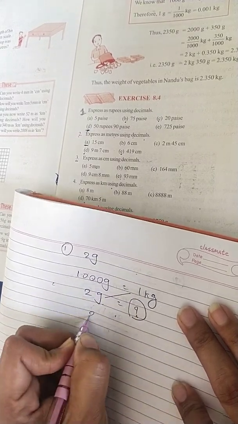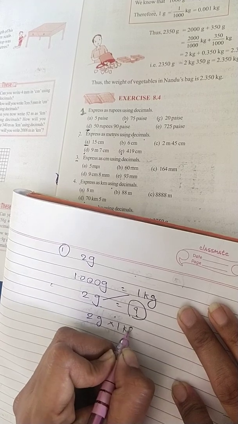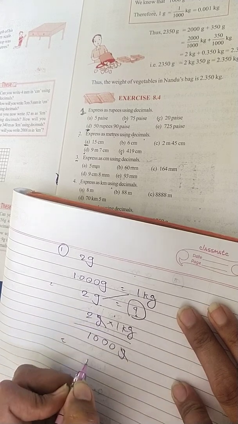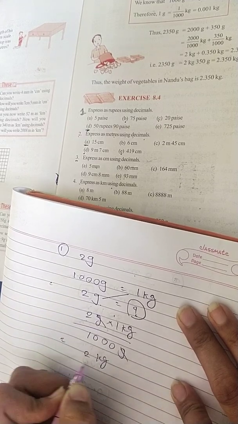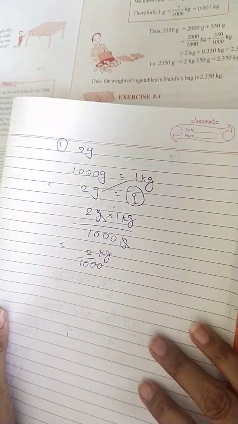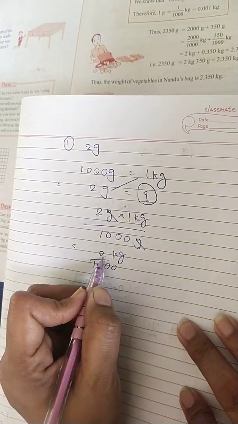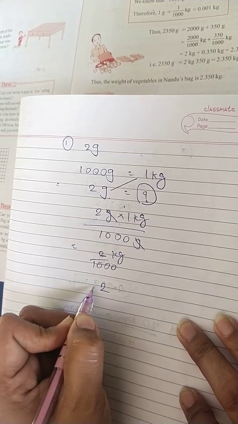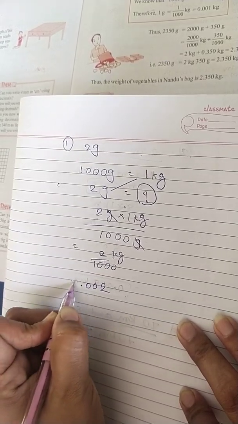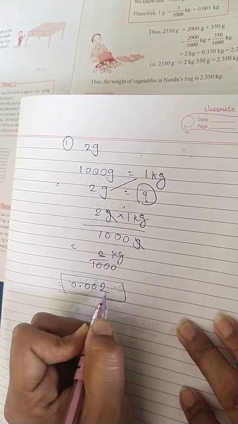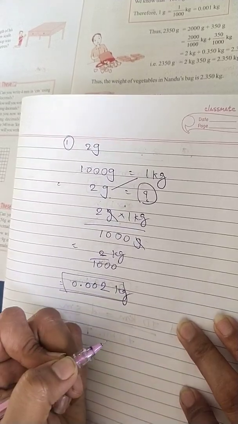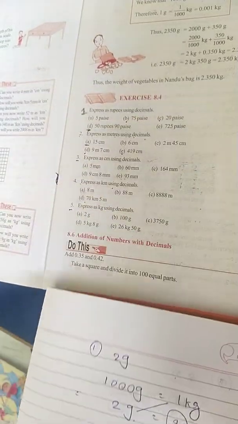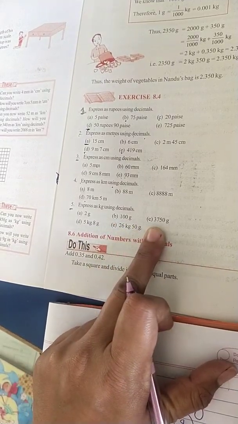Okay. Cross multiplication. 2 gram multiply by 1 kilogram divide by 1000. Gram cancel. 2 kilogram divide by 1000. Very easy, student. Now we have to put the decimal point after 3 digits, but here we have only 1. So 2, then take the help of 0s, decimal point and 0. So 0.002 kilogram. Clear? Now B and C, please try by yourself.